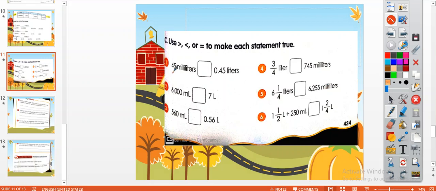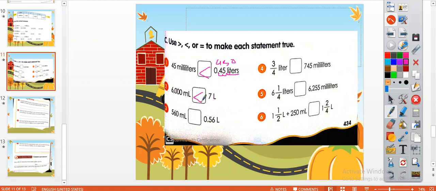45 milliliters or 0.45 liters, which of them is bigger? As I told you before, remember, convert the big to the small. So just move 3 times to get 450. So this is bigger. For this one, this is 7 liters, which is 7,000 milliliters.